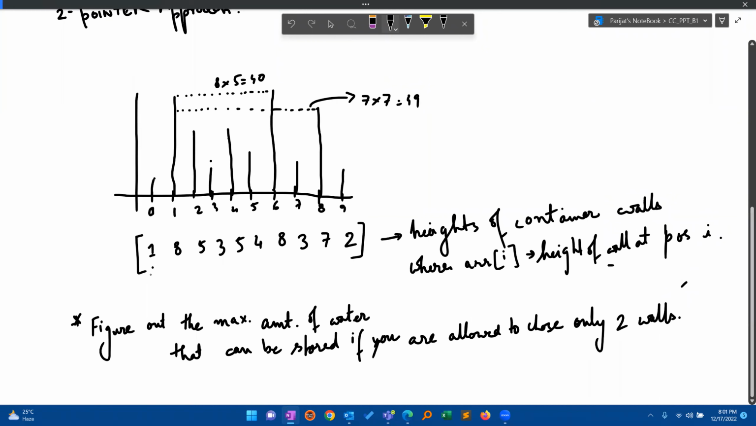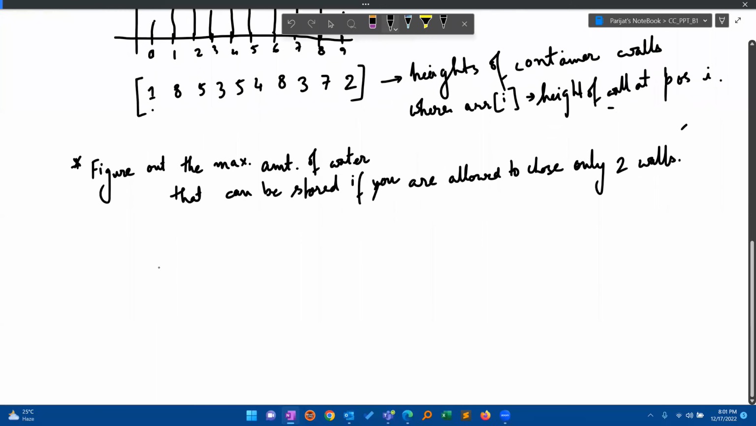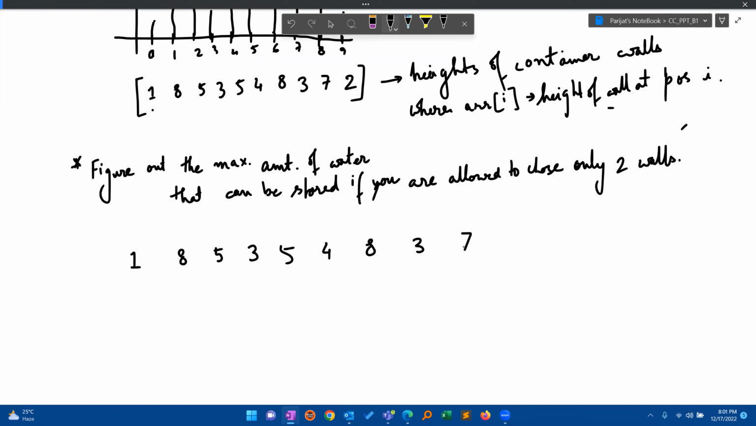So I was thinking, while the pointer at the end is greater than the pointer at the first index, while this condition is true, we could have an accumulator variable called max area. Okay. Then how do we update the pointers?